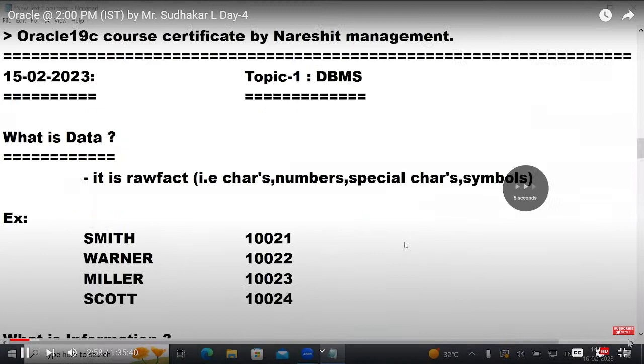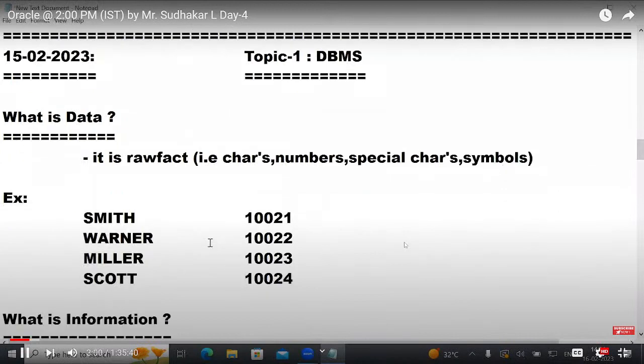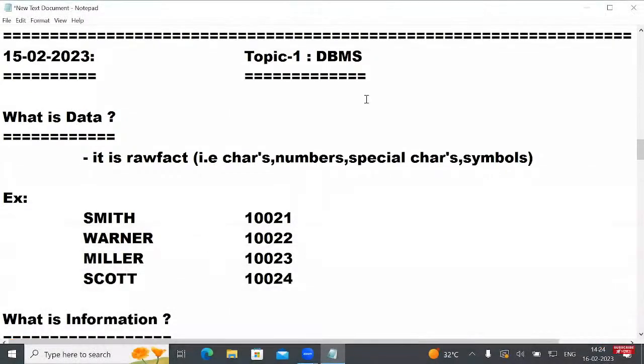Newcomers, first check out the basic terms we discussed in the last class. We haven't started Oracle yet, but the DBMS basic terms we discussed, and a few terms from the last class.